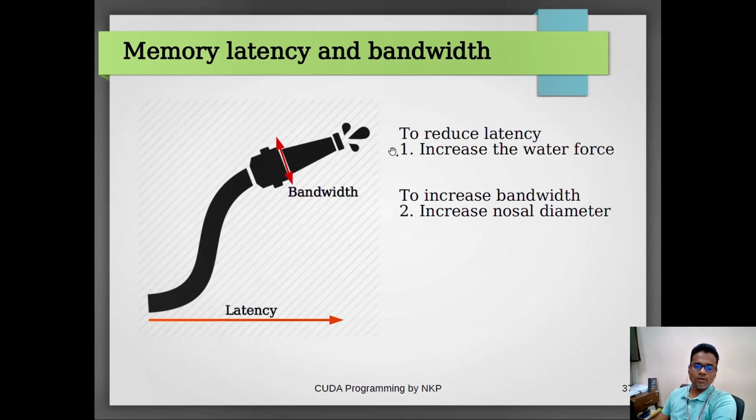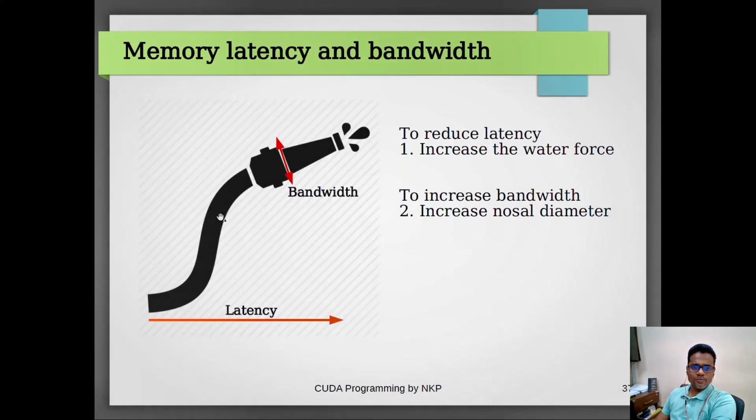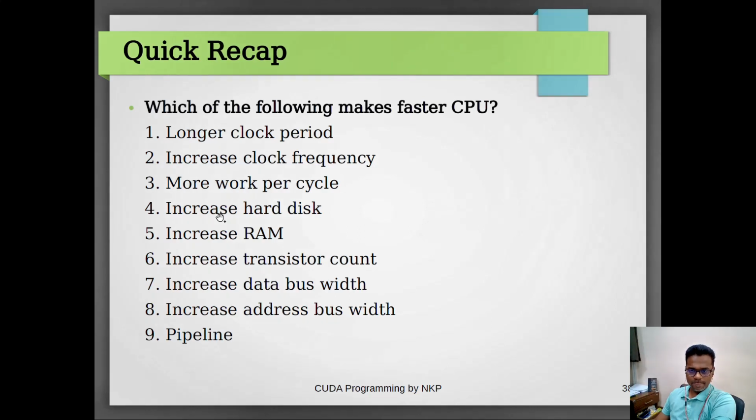So typically, in order to increase the performance, we want to reduce the latency between memory and processor, and we want to increase the bandwidth. That means the amount of data that can be transferred from main memory to the processor. So these are the options we can explore. Now, a quick recap of some parameters that we have discussed, which are going to help us increase the performance of the CPU.